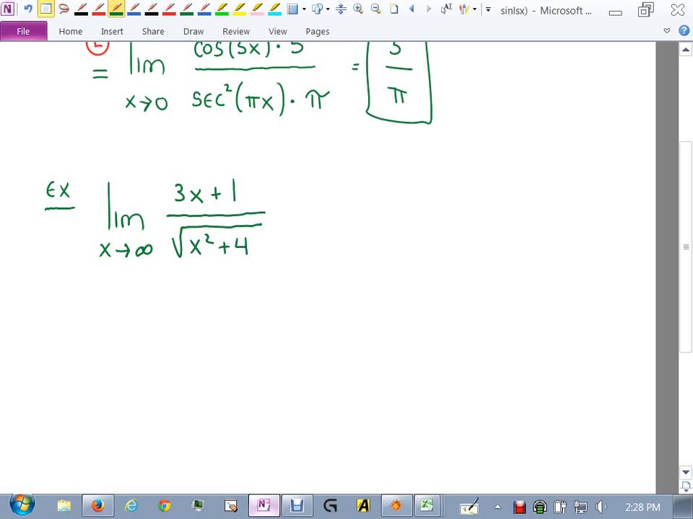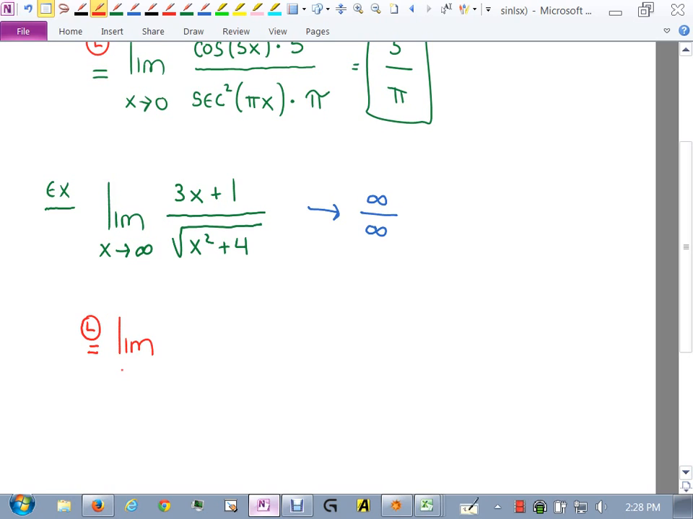What form do we have here? Where's the numerator headed? Infinity? Where's the denominator headed? Infinity. Is that okay for L'Hopital if we have that? Infinity over infinity is okay. So we're going to do L'Hopital's rule.